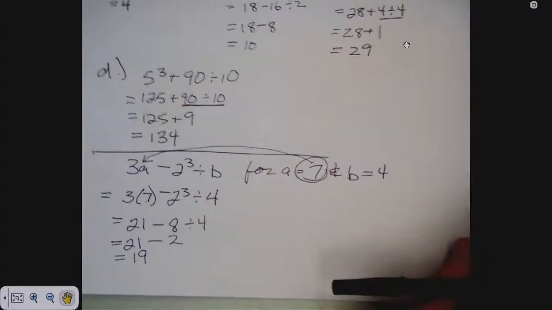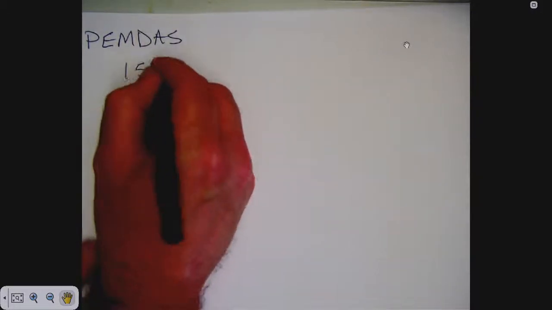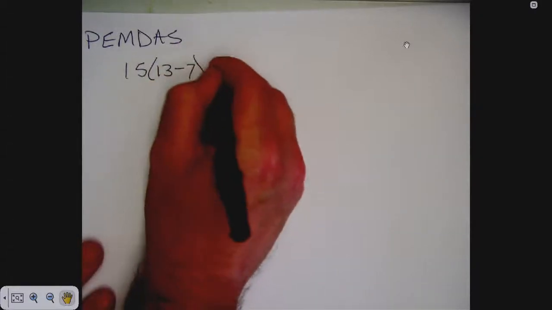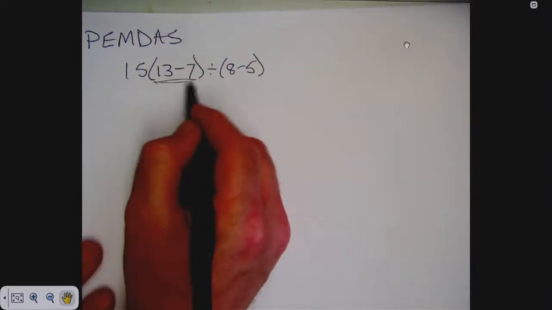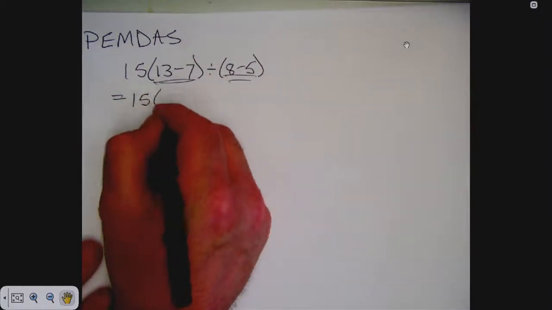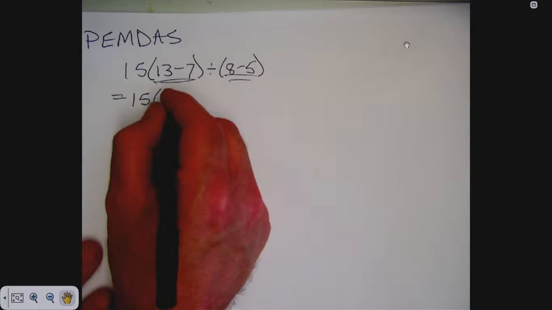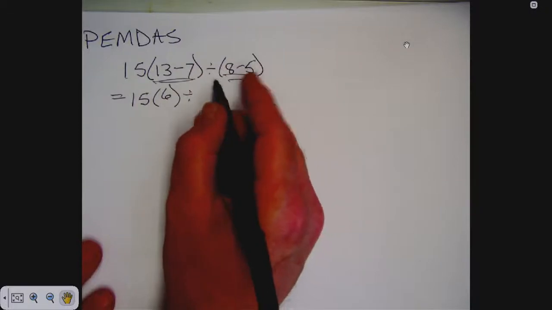for a variable. Now, the next thing, we haven't had any with parentheses. Well, we remember PEMDAS. And so parentheses are the first thing, or any grouping symbols. So let's say we have this as an example from the book. Let's say I have this. Okay. I'm going to do the parentheses first because that's before any exponents. So I get 15 times 13 minus 7 is 6. And then divided by 8 minus 5 is 3.